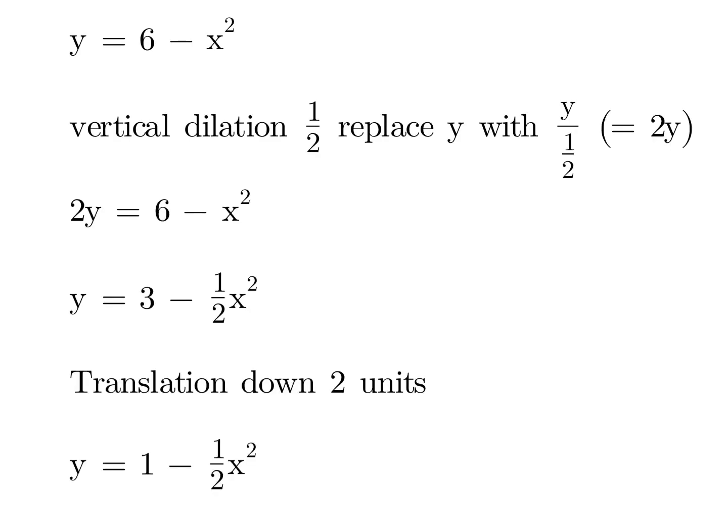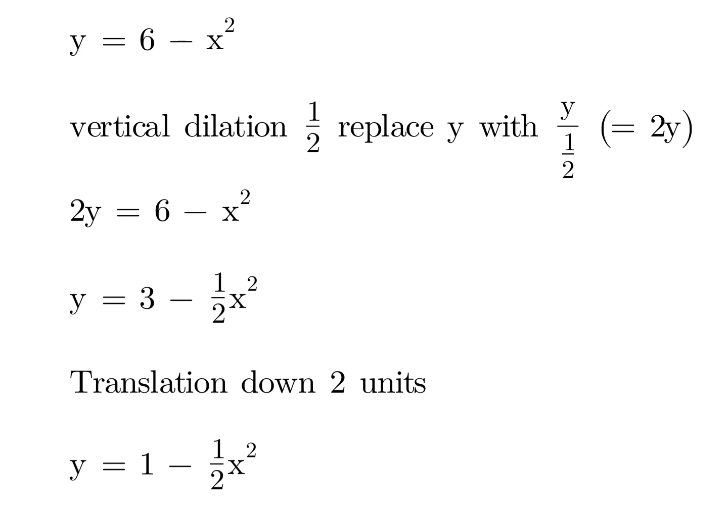So we've got our function y equals 6 minus x squared. The vertical dilation, so remember vertical affects the y, so it's y over a half. So we replace the y with 2y. So 2y equals 6 minus x squared. So dividing by 2, you get y equals 3 minus a half x squared.